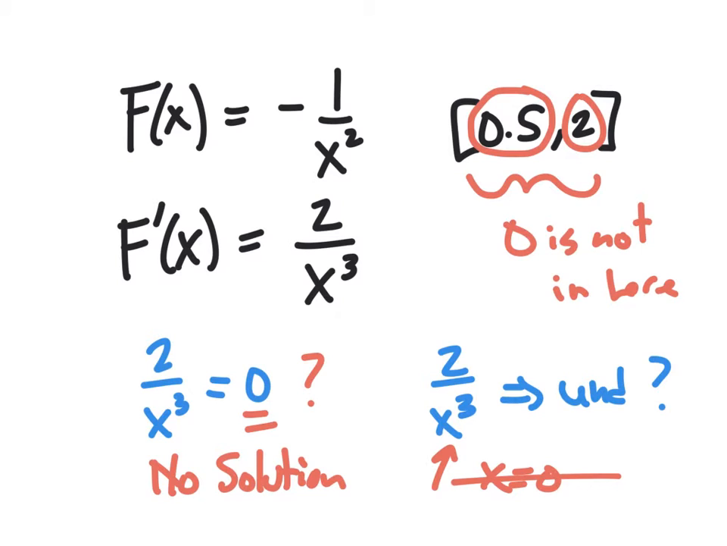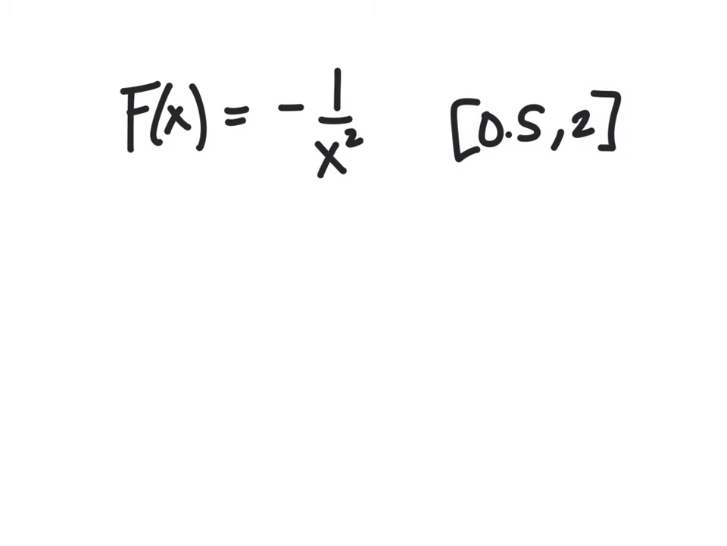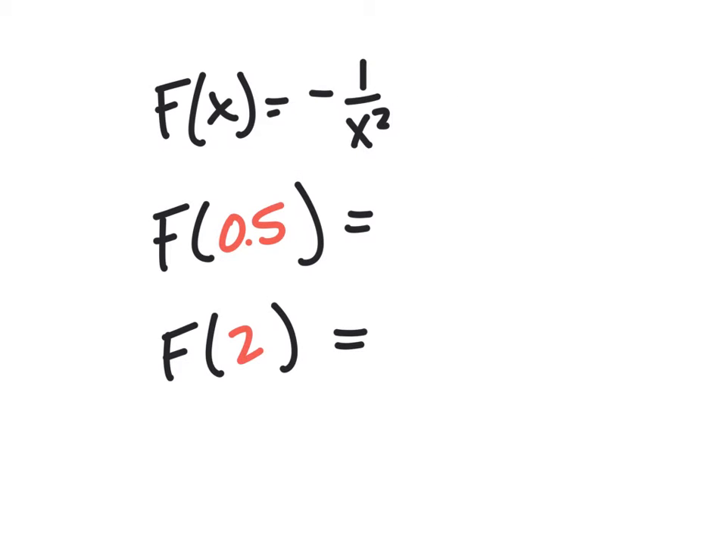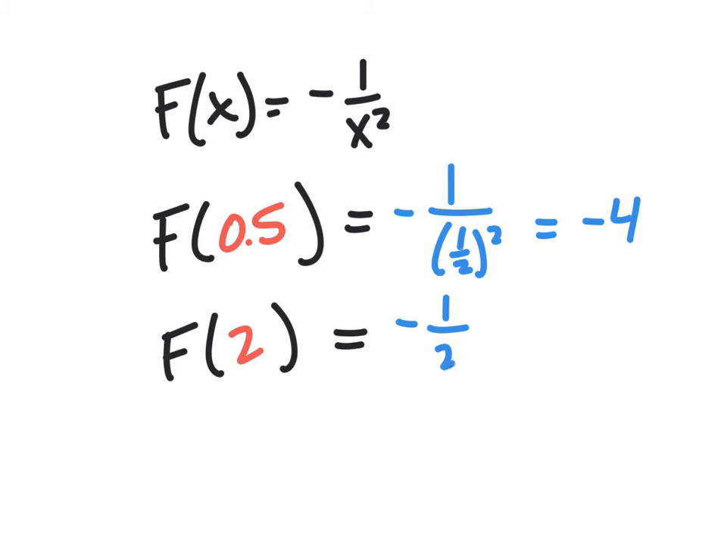So let's find out which one's the min and which one's the max. To wrap this problem up, we just need to find out where our absolute extreme values are. When you plug 0.5 into f, essentially what you get is negative 1 over 1/2 squared, right? 0.5 is 1/2. And that turns into negative 4. And when you plug a 2 in here, you get negative 1 over 2 squared, which is negative 1/4.